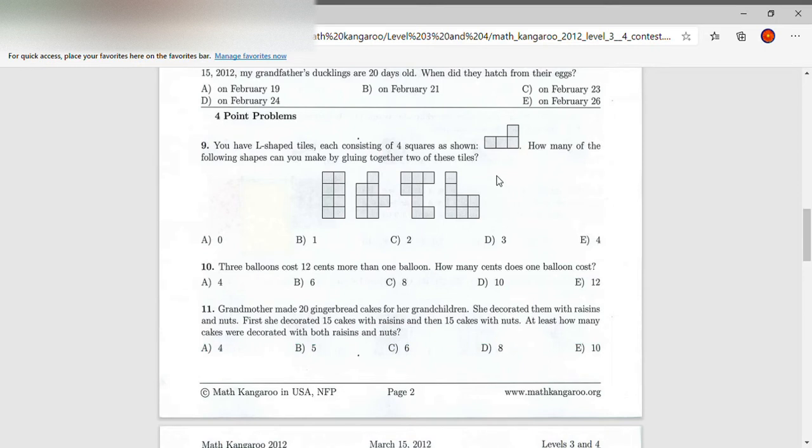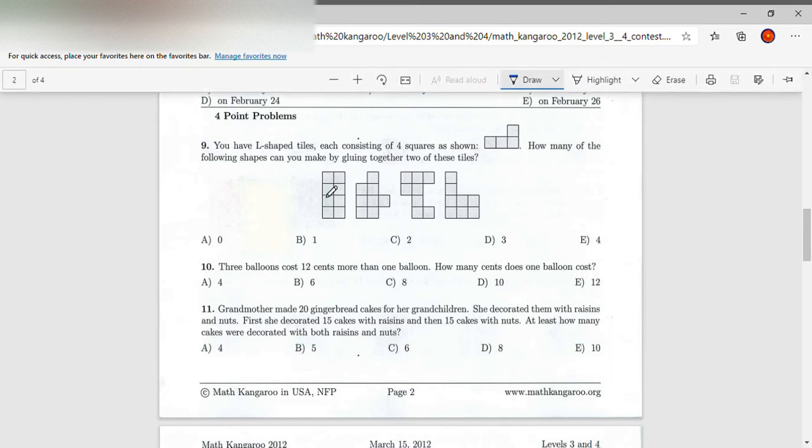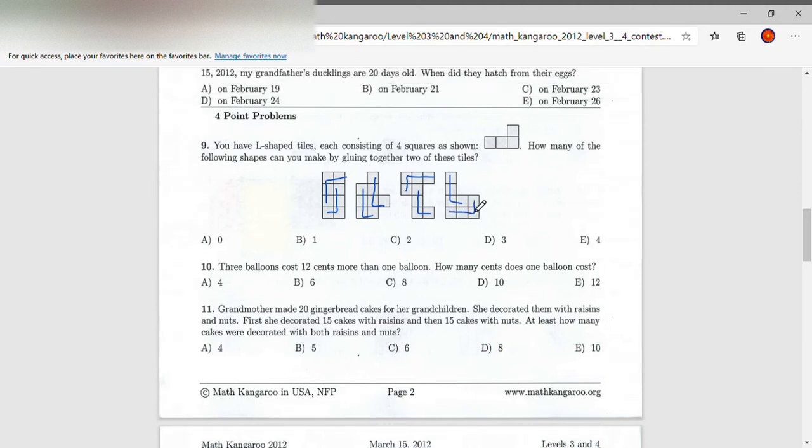You have L-shaped tiles, each consisting of 4 squares as shown. How many of the following shapes can you make by gluing together 2 of these tiles? So we know that the first one can be made by doing this and this. The second one can be made by doing this and this. The third one can be made by doing this and this. And the fourth one can also be made by doing this and this. That means all 4 of the following shapes can be made, which means our answer is E, 4.